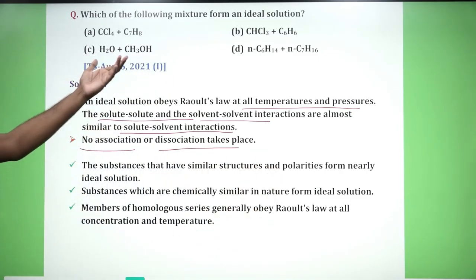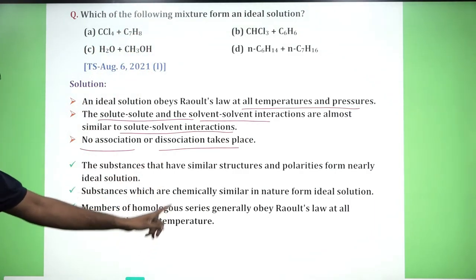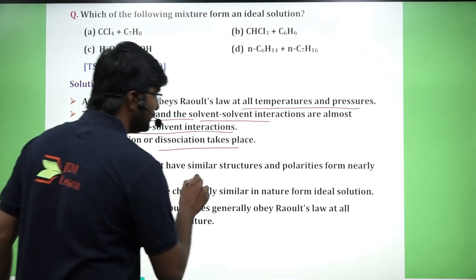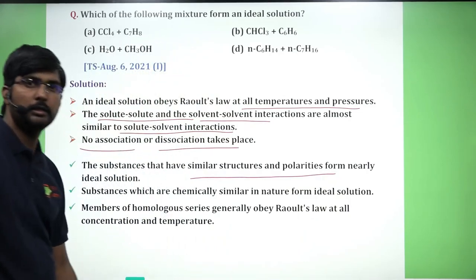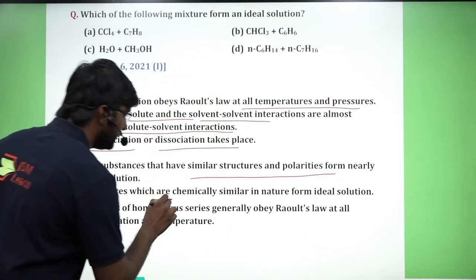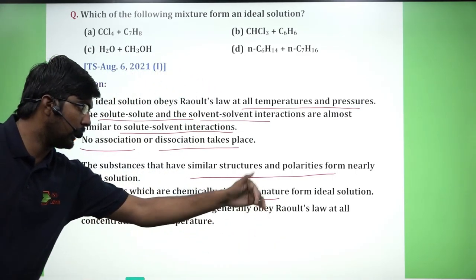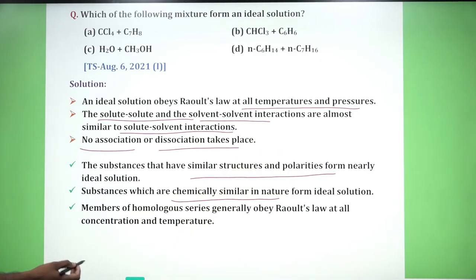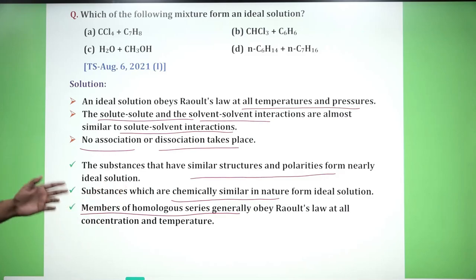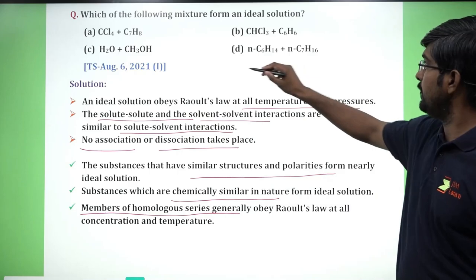Okay, so how to identify the ideal solutions easily? See here, we can easily identify by comparing these characters. Okay, see, that substances which have similar structures and polarities, they can form almost ideal solution. And the substances which have similar chemical character, they also form ideal solutions. And members of the homologous series, generally they also obey Raoult's law. Okay, so here according to this, this will be our answer.